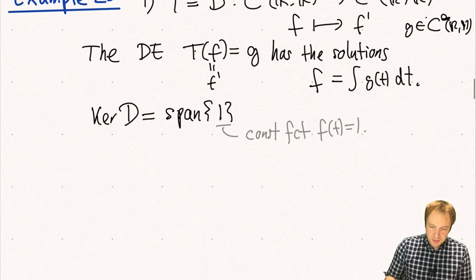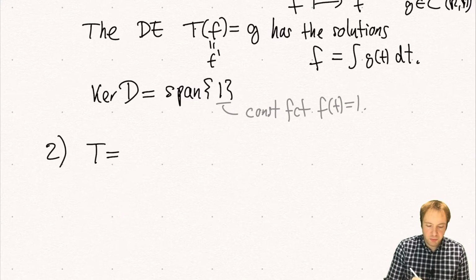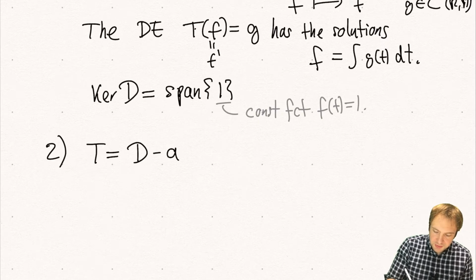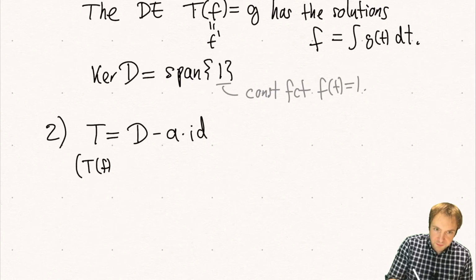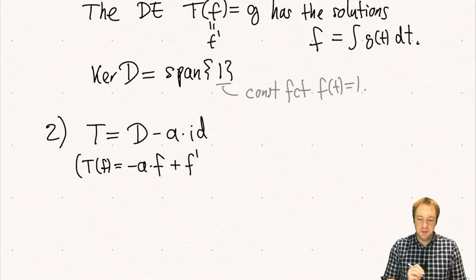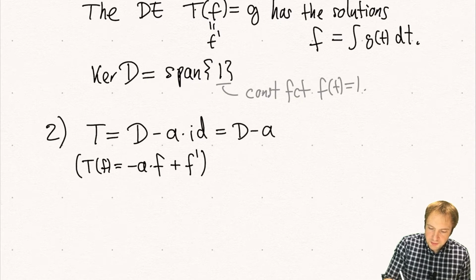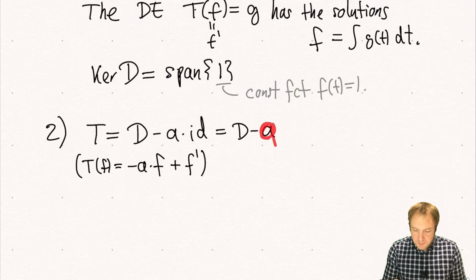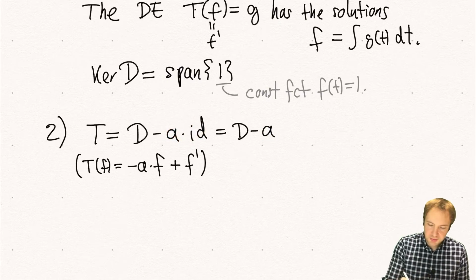Okay, so this is maybe not such an interesting example, but we will use this notation D a lot in the following. So what would be another example? So let's consider the following differential operator T. We take D, so the first derivative, minus a times the identity. So in other words, T of f equals minus a times f plus f prime. And this we also write D minus a. So if we write operators just with a number, by this we always mean that we just take the identity map and multiply with this number a.